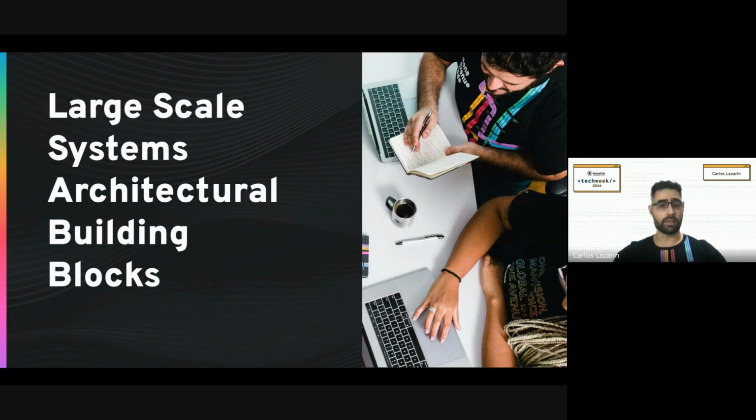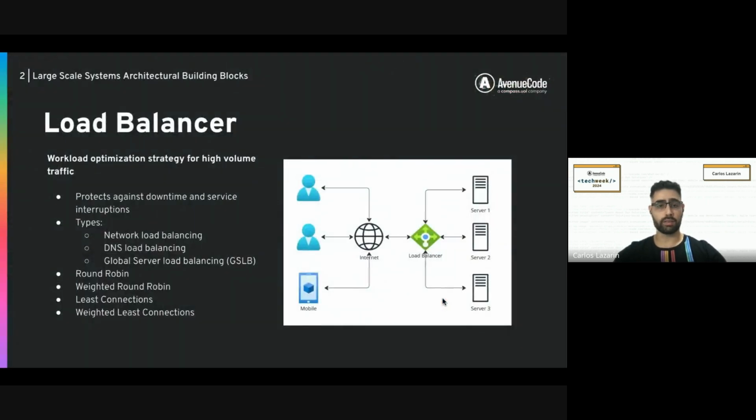So moving to large-scale system architecture building blocks. So what are we going to use to design our scale architecture, right? As I mentioned, we have load balancers that can help us optimize the high volume of traffic. So they also protect us against downtime. And we have some types of load balancers. We can have load balancers that route the traffic based on IP address, based on the DNS, or also a geographical location, global server load balancers, right?